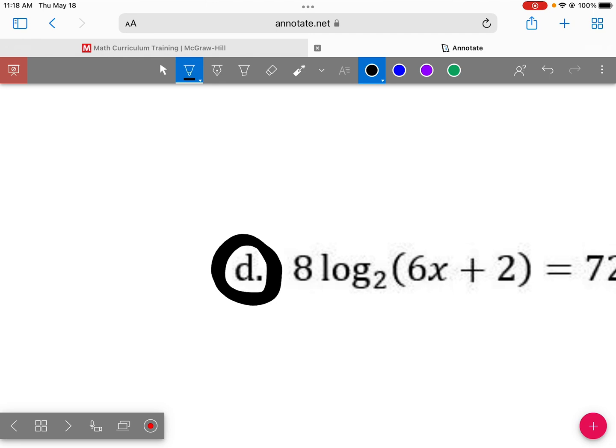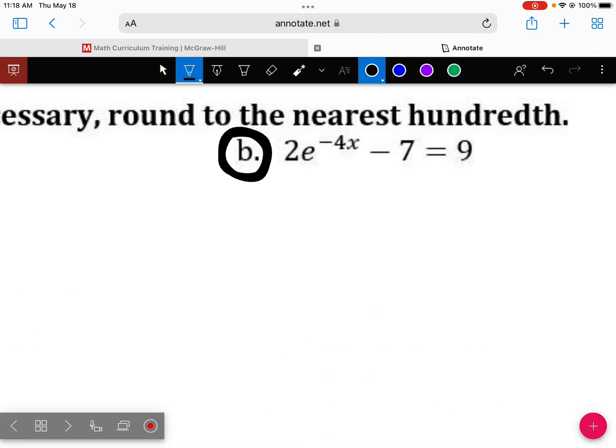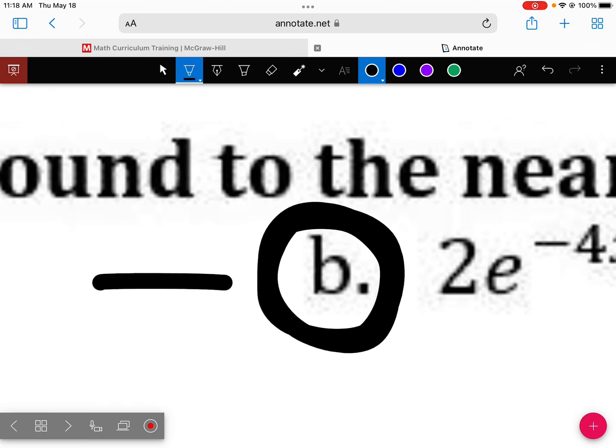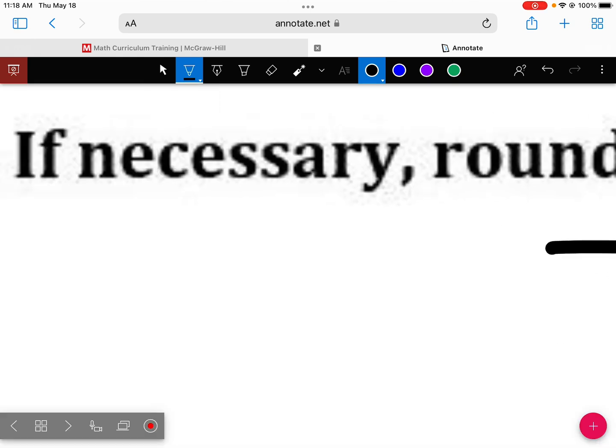Is B an exponential or a logarithmic form equation? Exponential. How do you know just by looking at it? It has an E. What else? What does it not have? A log. It does not have a log. This is in exponential form.